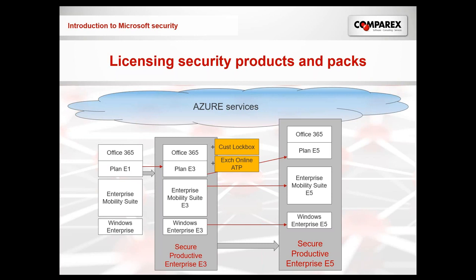Secure Productive Enterprise Plan E5 consists of a lot of technology that not every user necessarily needs. Depending on your Microsoft contract type, it can be a better way to have at least Office 365 Plan E3 and then add separate features from Plan E5 instead of licensing all the products for all users. Customer Lockbox and Exchange Online Advanced Threat Protection, as you can see here marked with yellow, are some of the security features from E5 that you can add to E3.